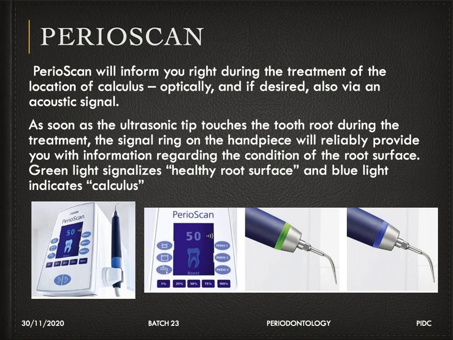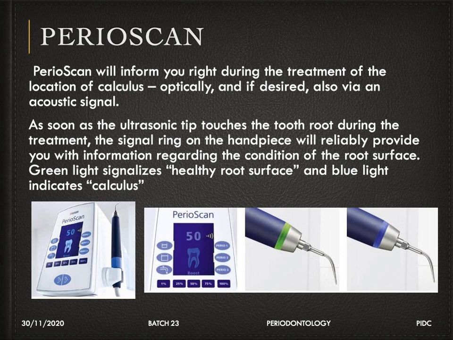Basically it is a scaling instrument, but the advancement is it has a ring at the tip of the instrument which will tell you whether there is a calculus present or not. So when it touches the calculus surface, it will give a blue color. Once the calculus is removed from the surface and it touches the healthy root surface, it will turn into green. So you will know whether you are removing calculus, cementum, or root surface.